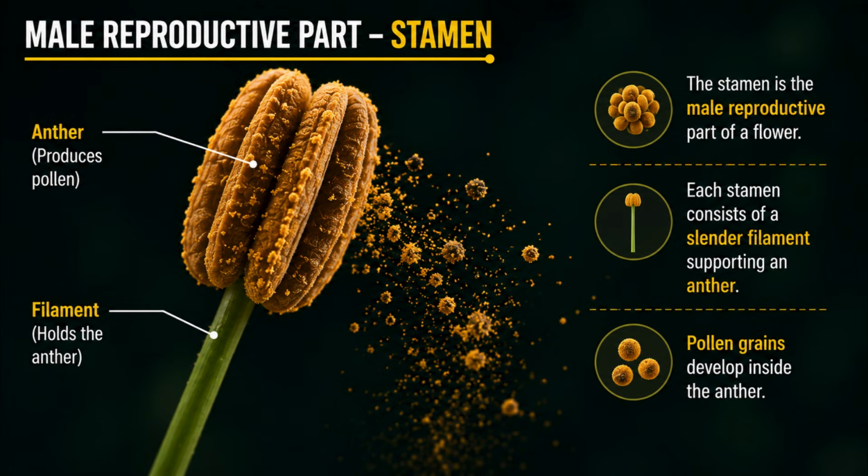A typical stamen consists of two main parts, the filament and the anther. The filament is the slender stalk that supports the anther. The anther is the structure where pollen grains develop. When the pollen grains mature, they are eventually released from the anther. These pollen grains are extremely important because they are associated with the male reproductive process of the flowering plant.